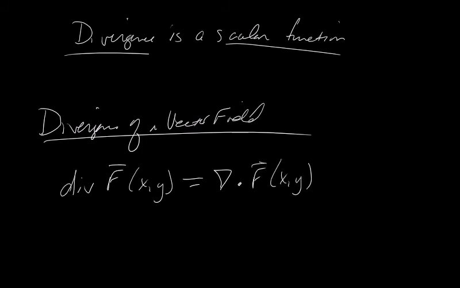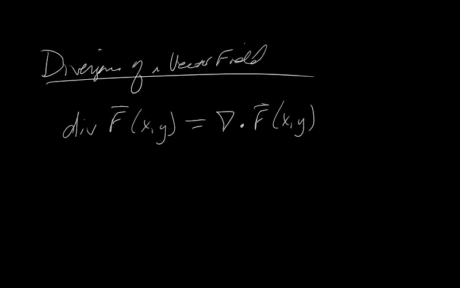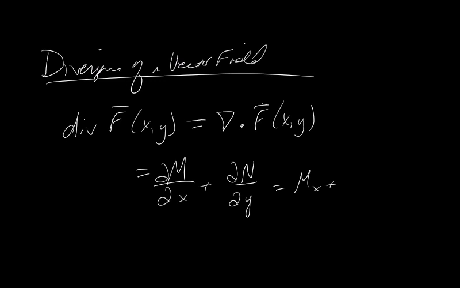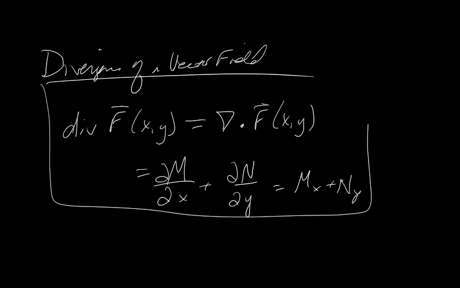Okay, and this is just going to be the second partial derivative. So M is going to be taken with respect to x, so that's the second partial with respect to x. N is going to be taken with y, so the second partial with respect to y is what we're going to get here. So this is equal to the partial of M with respect to x plus the partial of N with respect to y, or M sub x plus N sub y. Okay, so that's in the plane.